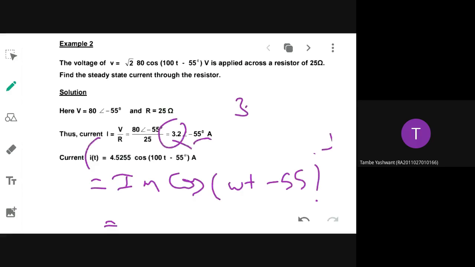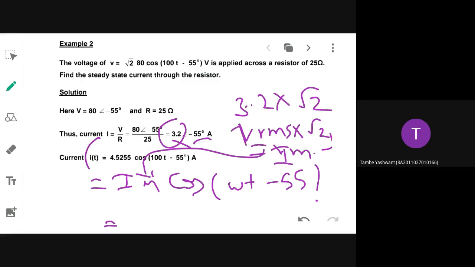So Im, if you multiply 3.2 into square root of 2, this is my IRMS into root 2, that will give you Im. That I have to substitute here. That is not V, that is I. So what value are you getting? 4.512. 3.2 into square root of 2 is 4 point something. So I is cos 100t minus 55. Same angle you will have. So this is one simple problem.